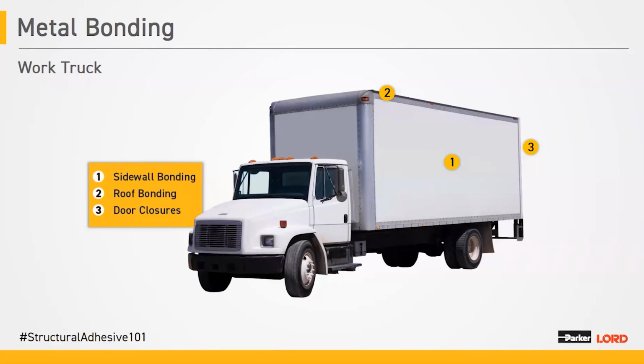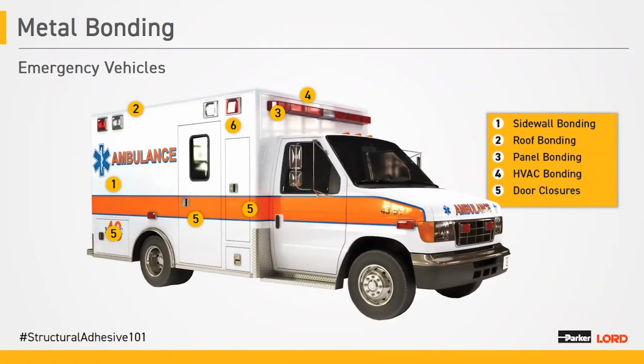There's certainly sidewalls where you've got a sheet on post design or a composite sidewall where it's a metal composite. The upper roof rails or roof bonding structures themselves, and then doors and enclosures on the back of the truck or maybe on the side of the truck body. So just to highlight a few on metal bonding of emergency vehicles.